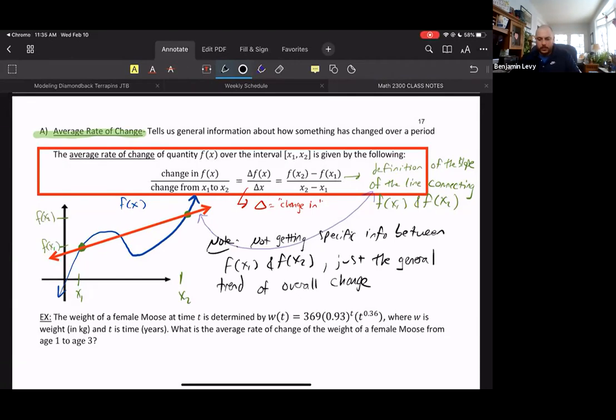Okay. All right, think about the moose weight example. This could be a function of the moose's weight. It goes up, it goes down, but overall it went up, and so we get that average rate of change. Questions about that at all? Okay.